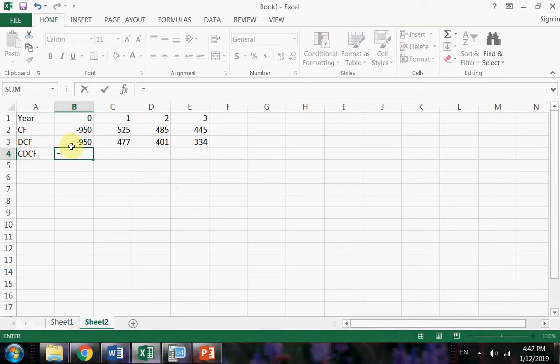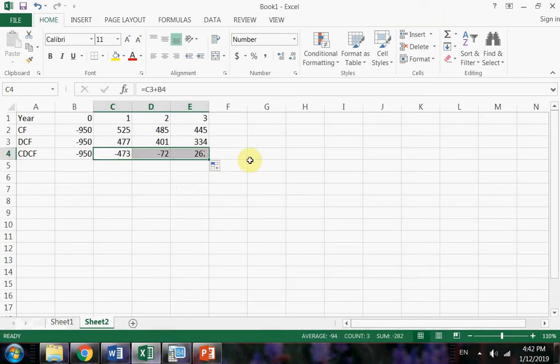So you start with this balance. And the next year your balance will be the money made in the first year, plus any balance of last year, and then just simply drag it all the way, and you can see that my balance turned out to be positive after the second year.